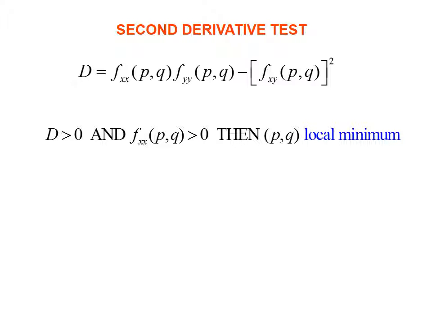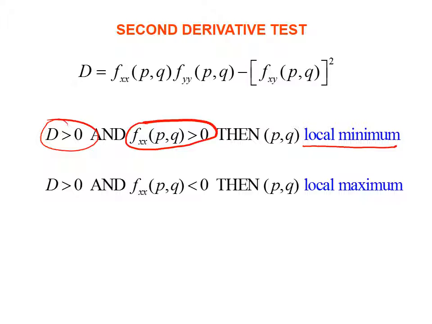Now, if the discriminant is positive, then we check the second partial of x. This should look a lot like calculus 1. If the second derivative is positive, then we have a local minimum. That was exactly the same second derivative test we learned in calculus 1, only this time, notice, the discriminant has to be positive for that to work. Likewise, if the discriminant is positive and the second derivative is negative, then we have a local maximum.